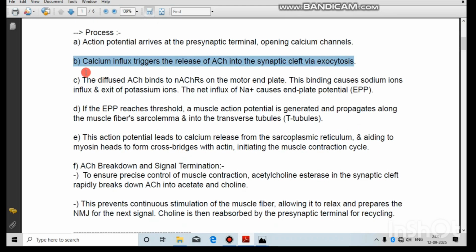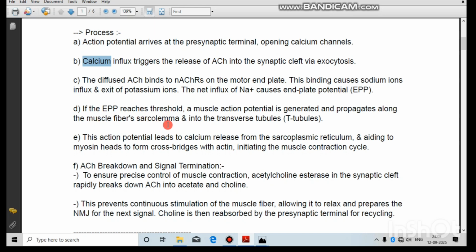See here, the calcium influx triggers the release of ACh into the synaptic cleft via exocytosis. The diffused acetylcholine binds to nicotinic acetylcholine receptors on the motor end plate. This binding causes sodium ion influx, that is inward movement of sodium ions, and exit of potassium ions. The net influx of sodium will cause the end plate potential.